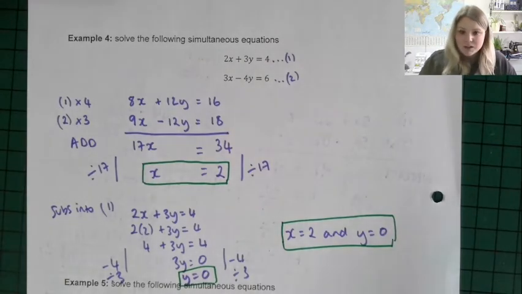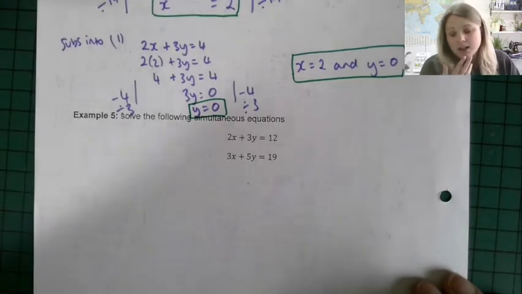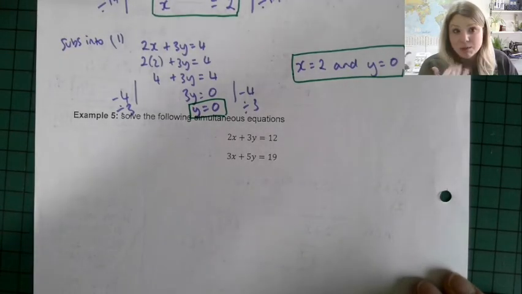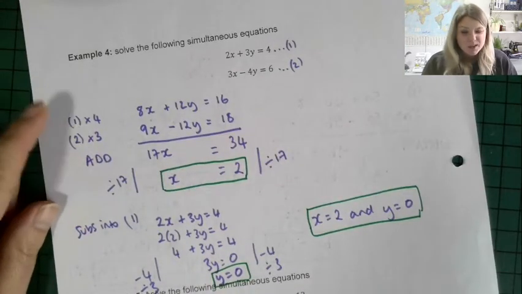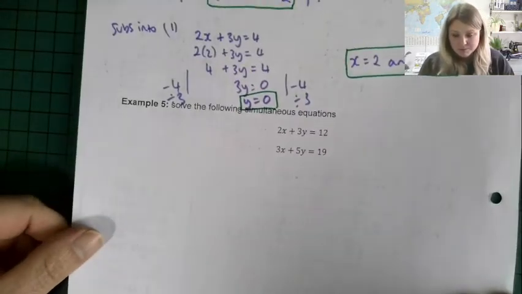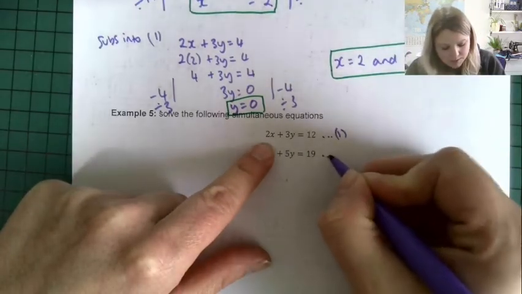Okay, let's look at example 5 then. So it's going to be the same. Do you remember I said at the start, it's the same as yesterday, but we're taking it up a notch. The way we're taking it up a notch is that the work you're going to be doing today, both equations are going to end up having to be multiplied by something. So let's have a look. Call this equation 1 and this equation 2.